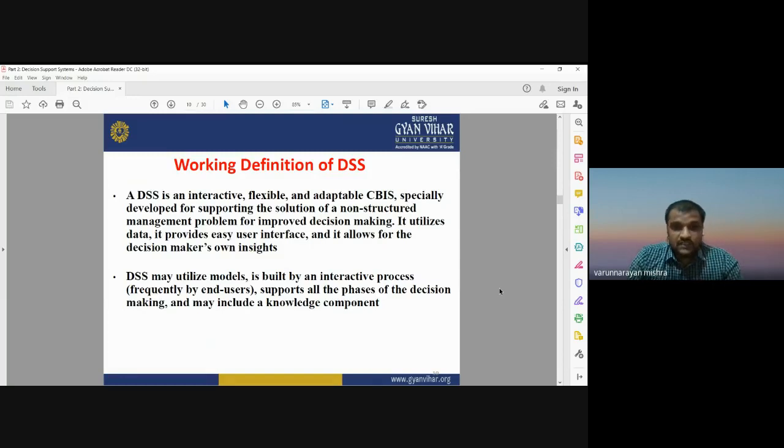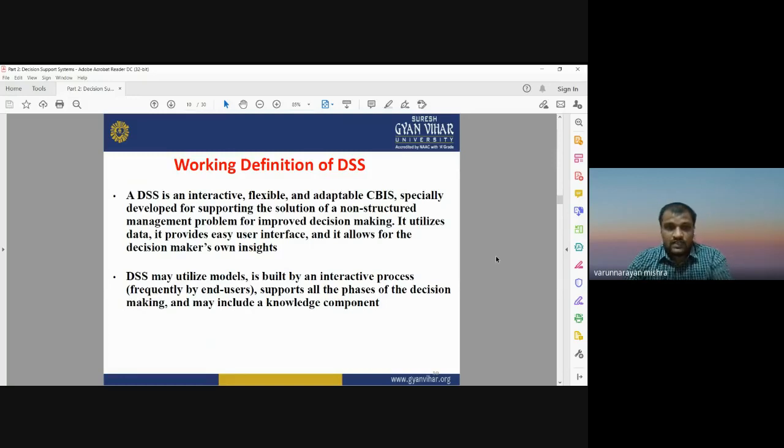It may utilize different models. As we have already discussed, we have different database models: logical data models, physical data models, or the relational data model. DSS may use any of the models, because when we are talking about a database management system, we should have some model, some management system to process our data set. It is built by an interactive process, frequently by the end user, and supports all the phases of decision making, and may include a knowledge component. So this is the common, or working, definition of a decision support system.